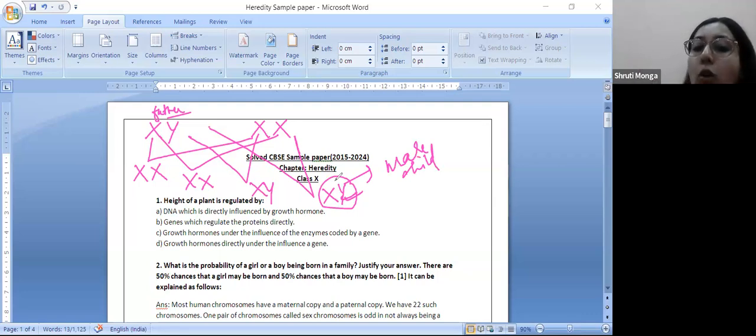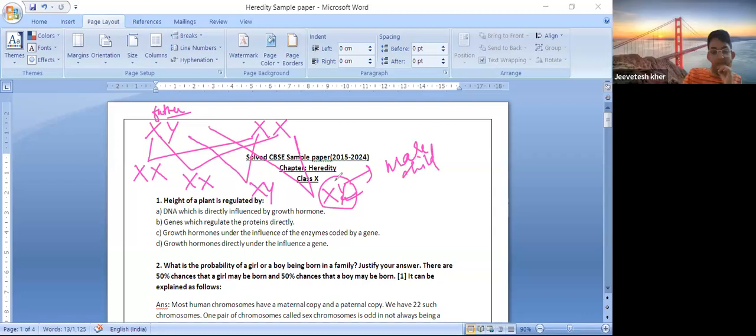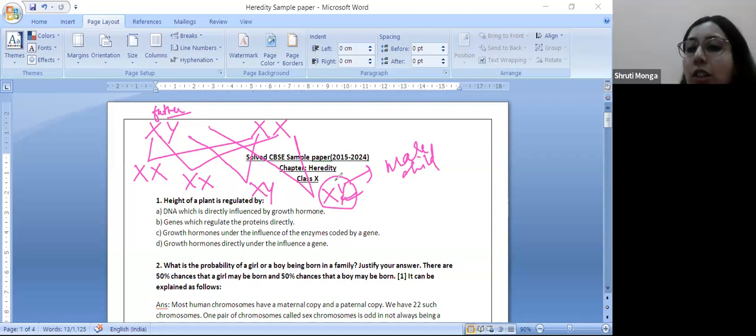So if the male contributes X, it combines with the X of the female, so XX is a girl child. If the father contributes the Y chromosome, it combines with the X chromosome of the female, it becomes XY, and XY is the male child. So it ultimately depends upon the father, what type of chromosome he is contributing.